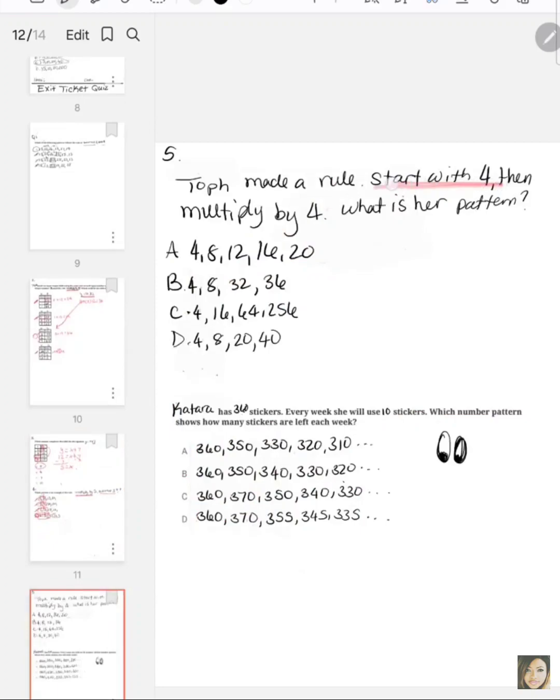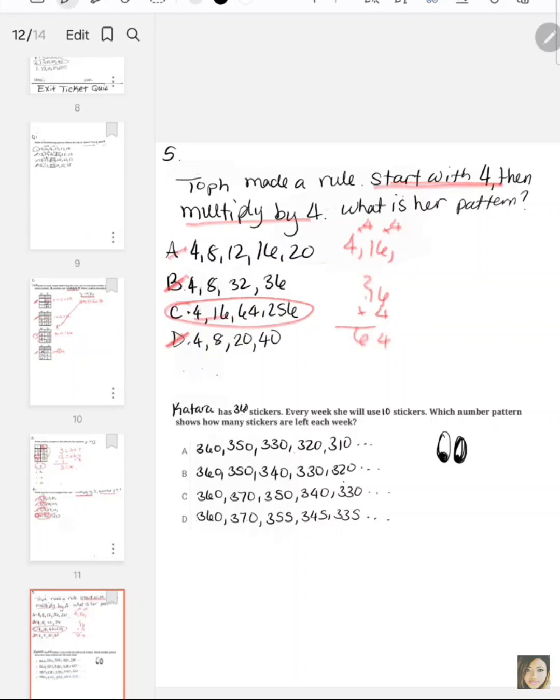Question 5 says, Toph made a rule, start with 4, then multiply by 4. So I'd like to go ahead and write it 4, and then 4 times 4 is actually 16. And then 16 times 4, you would have to multiply that to the side. But I already know what I can eliminate because I already see something that I need. And if you were to just multiply 16 times 4, you would know you would have to have a 4 in one's place, and so yeah.